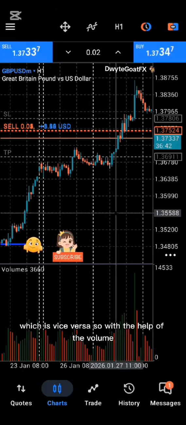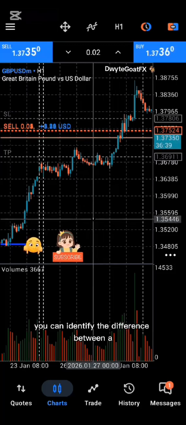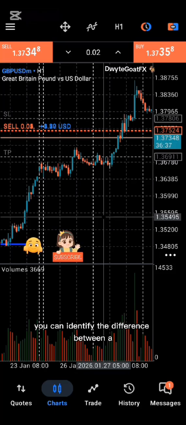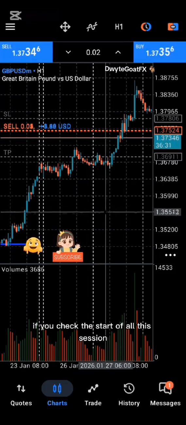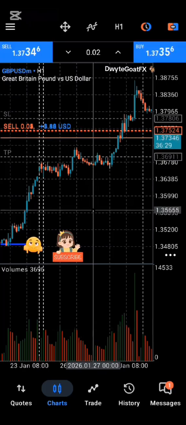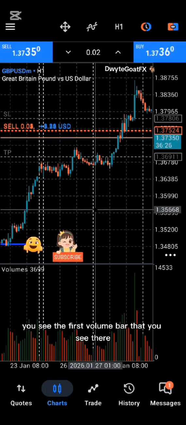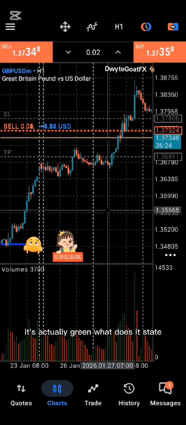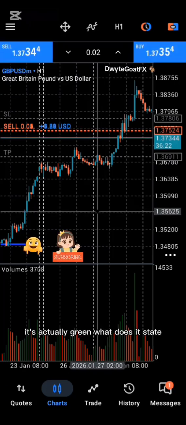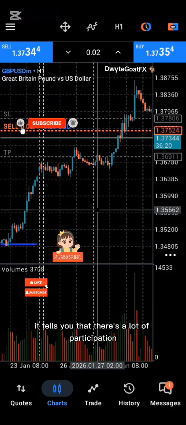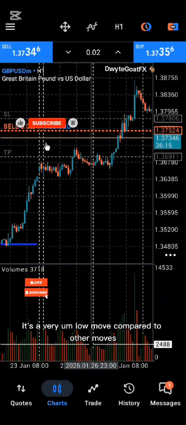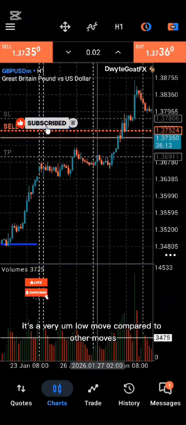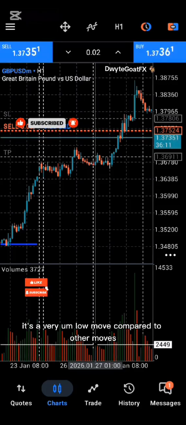So with the help of the volume, you can identify the difference between a low market price and a high market price. For instance, if you check the start of this session, the first volume bar that you see there is actually green. What does it state? It tells you that there's a lot of participation, though according to the height, it's a very low move compared to other moves.